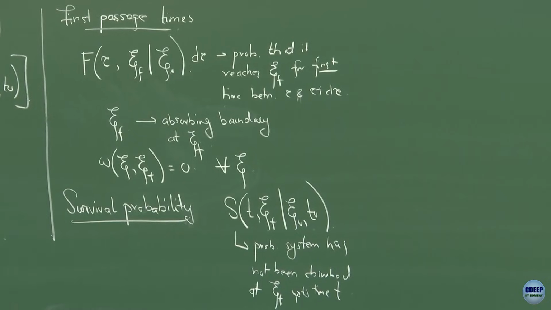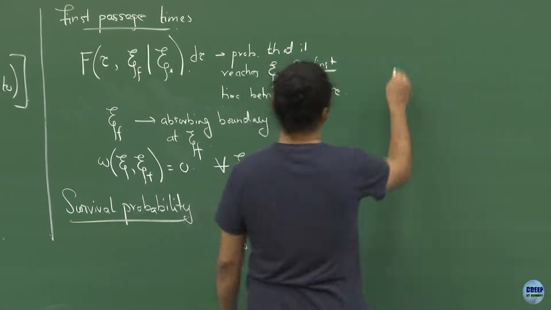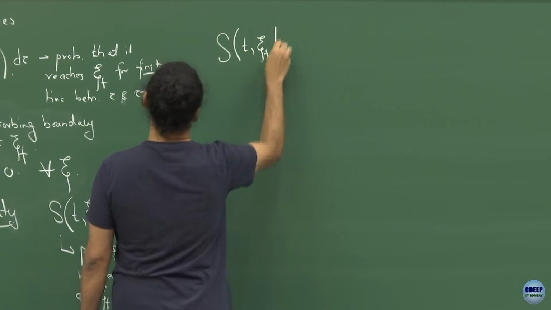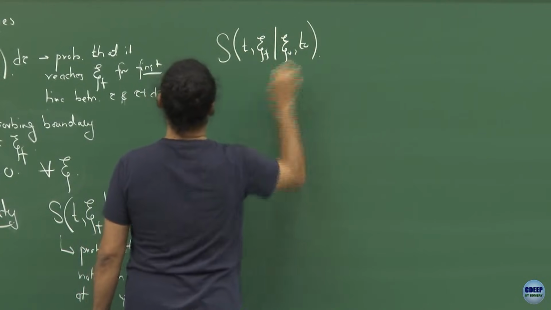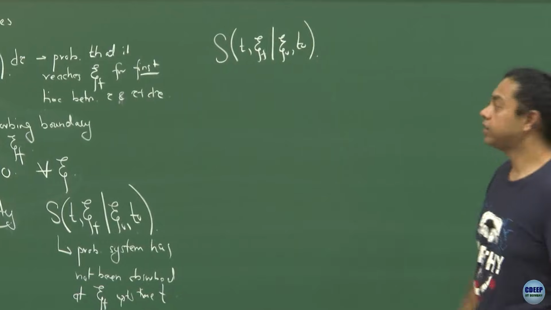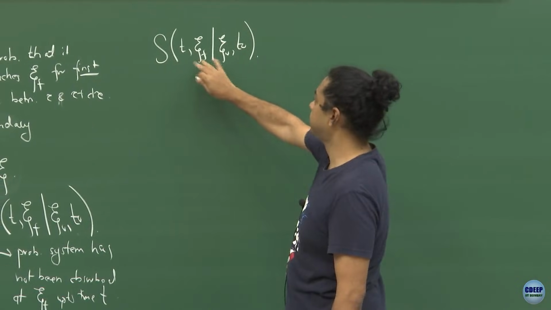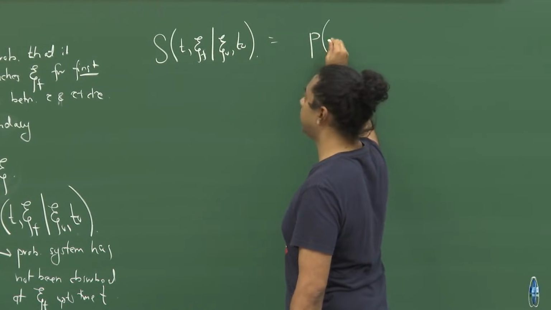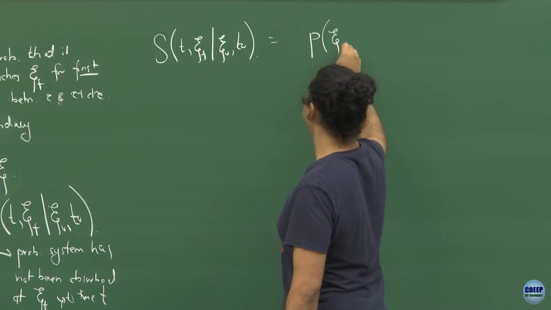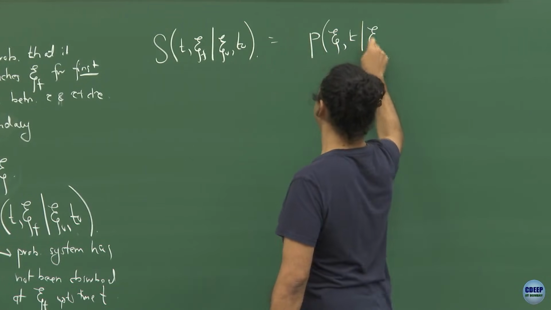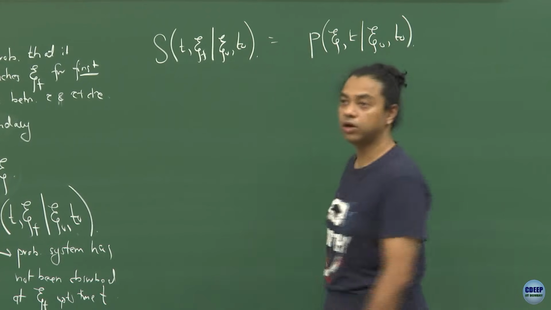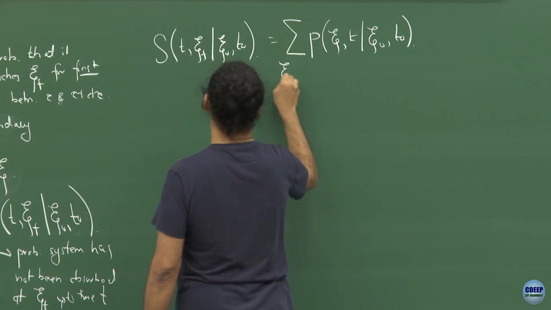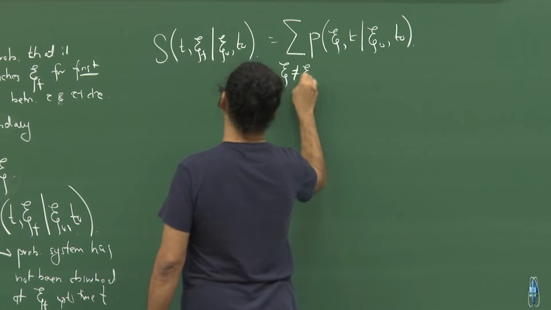All right. So how do I get this survival probability? This survival probability S of t, psi f given psi naught at t naught, is what? The way to think about this is that it has not reached psi f. So let me think about where all it has reached. It could have reached any other state: the probability of psi at time t having started from psi naught at t naught, and I sum over all of these states which are not psi f.